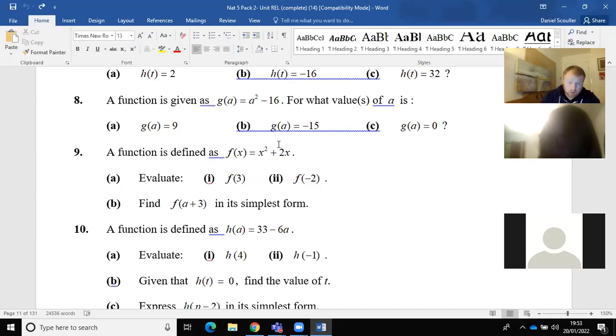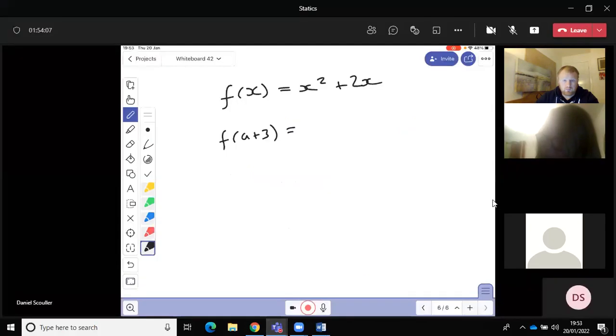Okay, so I'll just copy that down. They like to combine functional notation with another part. Okay. Same thing. So anywhere you see an x, a+3.